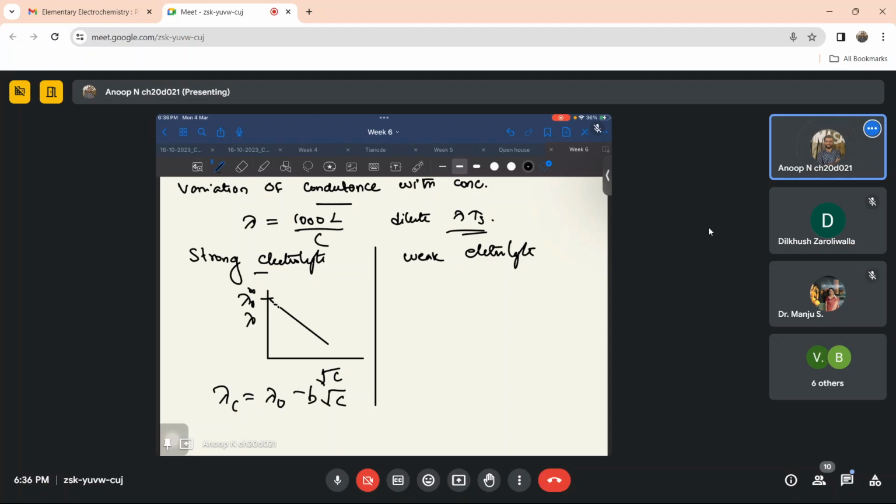Clear? But for a weak electrolyte, it is no longer a linear relation. It will decrease like this. Similarly, if we extrapolate here, we can get the value of lambda 0, that is, conductivity at infinite dilution.